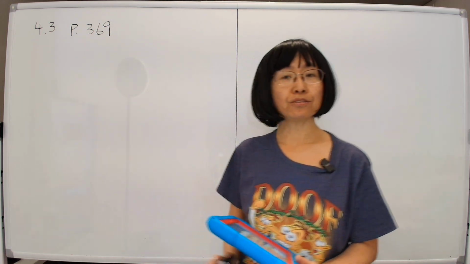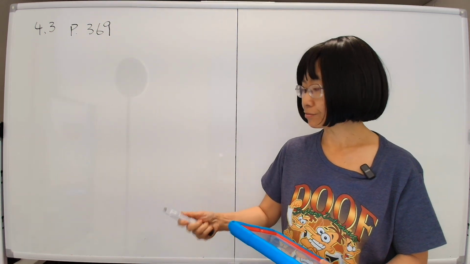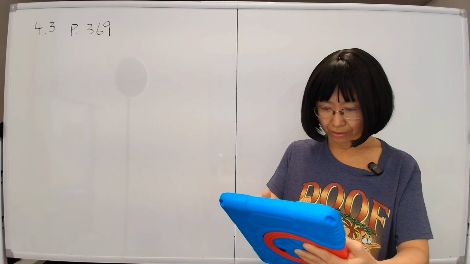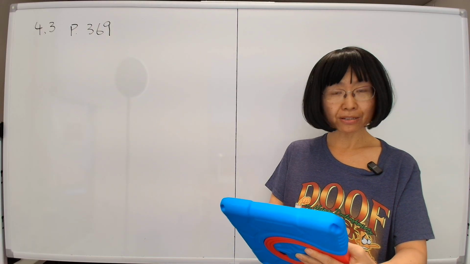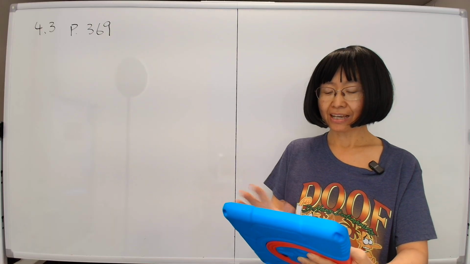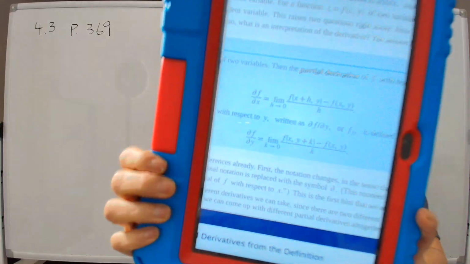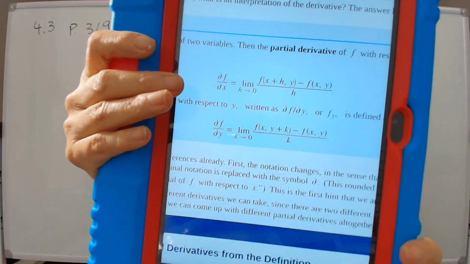Today we are going to do section 4.3, page 369, partial derivatives. Now the partial derivatives are defined in the middle of the page. Let's see what it is. It is defined at this very familiar limit, okay? First, let's look at partial f over partial x.